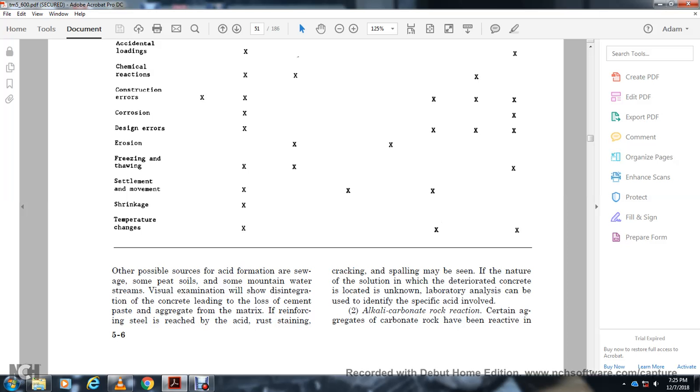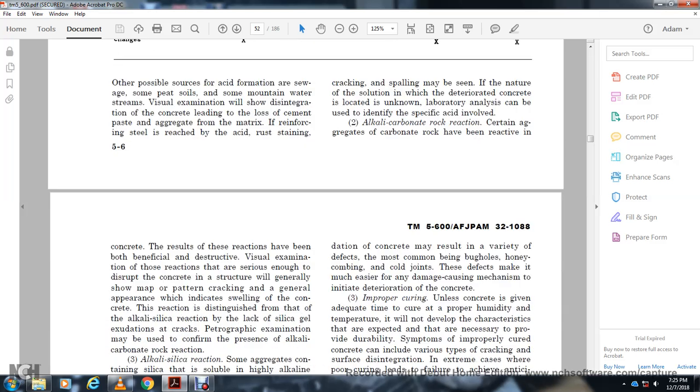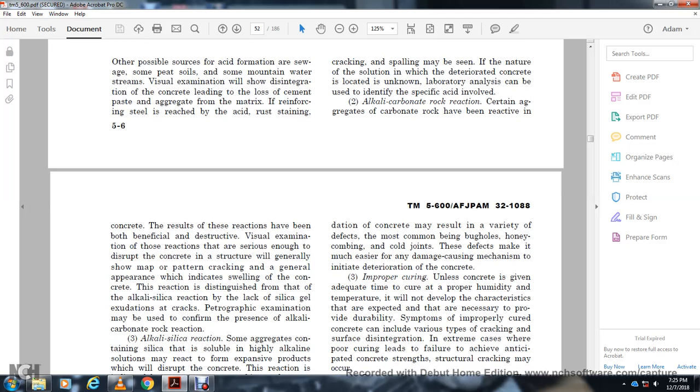Alkali carbonate rock reaction. Certain aggregates of the carbonate rock have been reacted in the concrete, with the results of the reaction being both beneficial and destructive. Visual examination of the reaction with the shear of the distressed concrete structure will show the map pattern of cracks. The general appearance indicates the swelling of the concrete, with the reaction distinguished from the alkali silica reaction by the lack of the silica gel exudates at cracks. Petrographic examination may be used to confirm the presence of the alkali carbonate rock reaction.